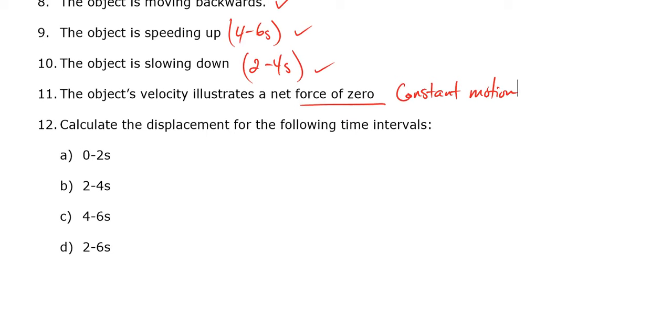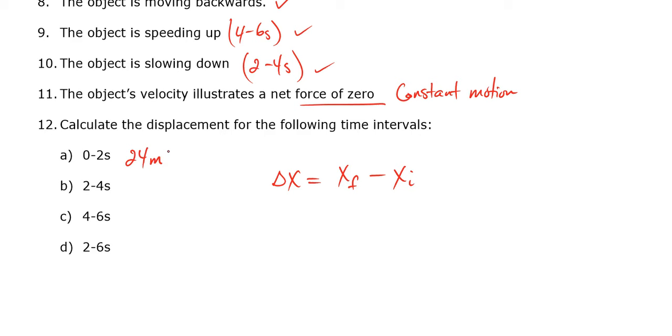The displacement is literally just reading the graph. So between 0 and 2 seconds, what was the displacement? Displacement is final position minus initial position. So, yeah, that's 24 meters, right?